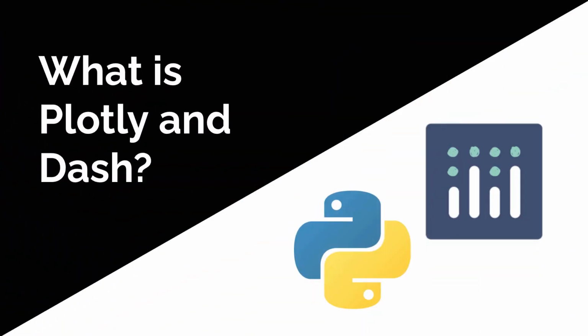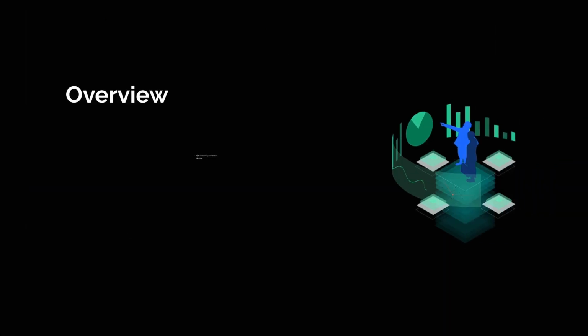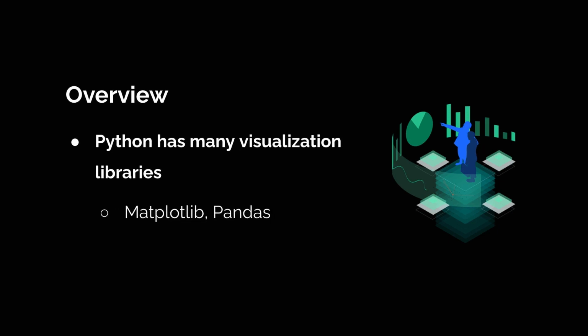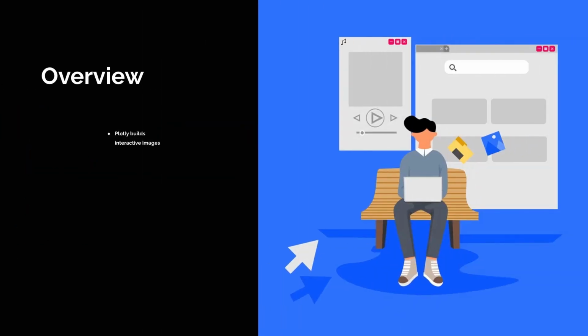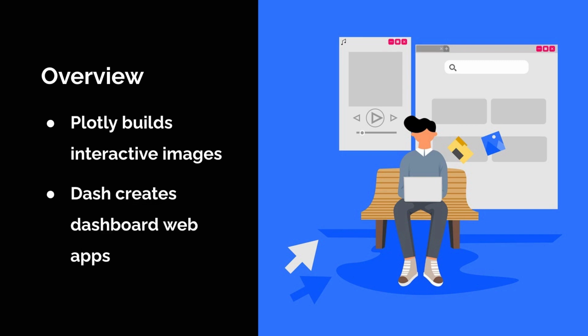Hello everyone, and welcome back to our course. In this lecture, we're going to talk about what is Plotly and Dash and why you should learn it. All right, we'll start with an overview. Python has many visualization libraries. You may be familiar with matplotlib, as well as pandas for helping. And many of these visualization libraries, like matplotlib, they are static. All right, meaning you can't interact with them, they can't update dynamically. So we need to use a library like Plotly because it will allow us to build interactive charts. Plotly itself builds interactive images, and then Dash, which was built by Plotly, can create dashboard web apps. So you can use the two together to create interactive graphs and charts.